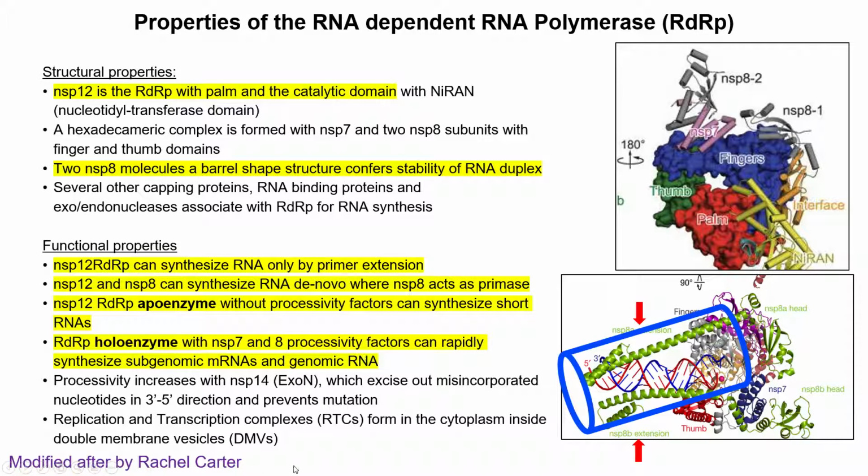And along with that, there are some other proteins like NSP14 ExoN, which excise out the misincorporated nucleotides, which is a huge big deal, and we're going to talk about that in a different slide. And this whole setup, after these proteins are synthesized in the cytoplasm, they are called the replication transcription complexes, the RTCs, and they go to the double membrane vesicles that we are talking about.